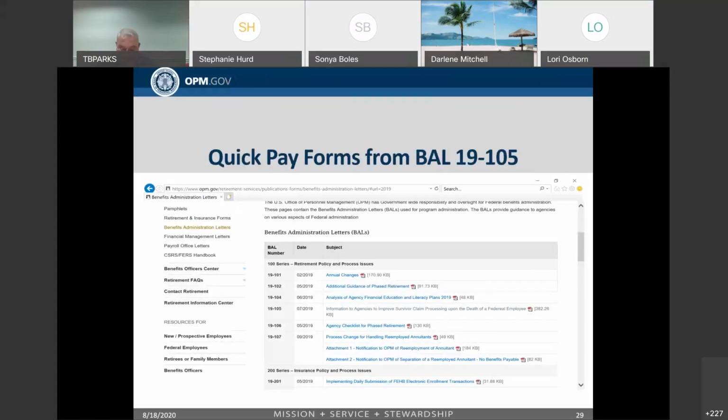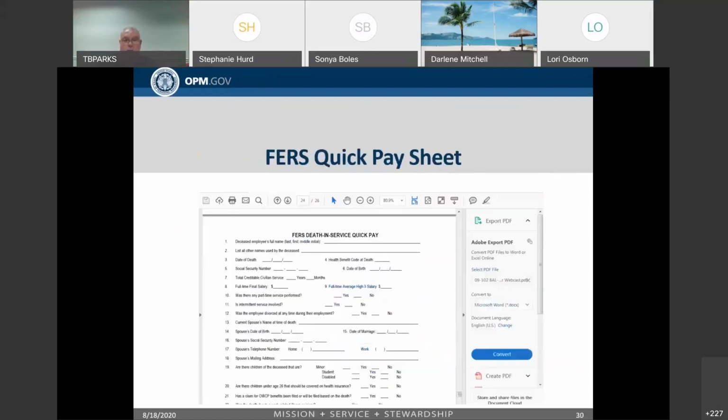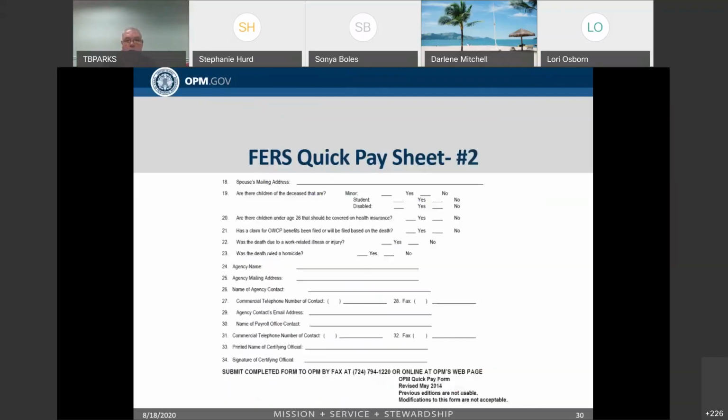And to get the fact sheets you need, you would access BAL 19-105 just like we did before. And then you would go to attachment 5 of the BAL. This form has been revised in May of 2014, and previous versions are not usable and they will be returned. The revised form was updated May 2014, and it does tell us down there. Okay.